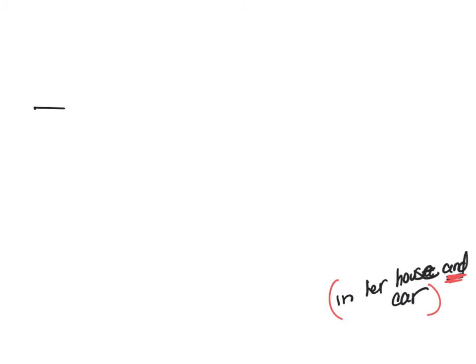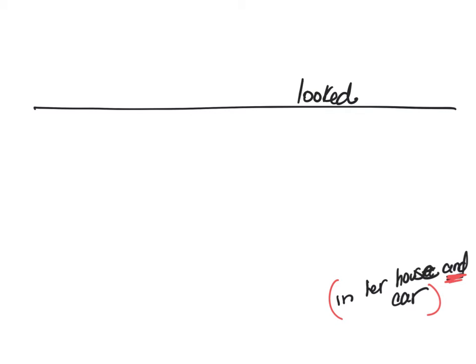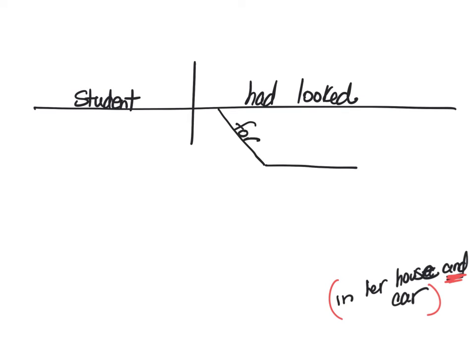So what is the action? Looked. Does anything move me into past or present or future? Yep, had. Okay, what is it that's doing the looking? Student. So separate my subject from my verb. Okay, looked for the packet. So for the packet, does that describe the student or the looking? It's the looking. So for packet, the.